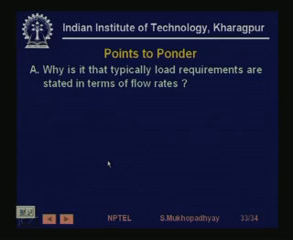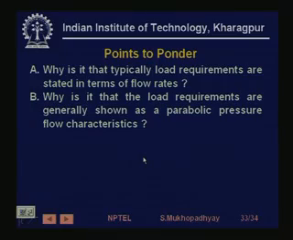Why is it that typically load requirements are stated in terms of flow rates? You have to look at the applications, and we have discussed this. Why is it that load requirements are generally shown as parabolic pressure flow characteristics?